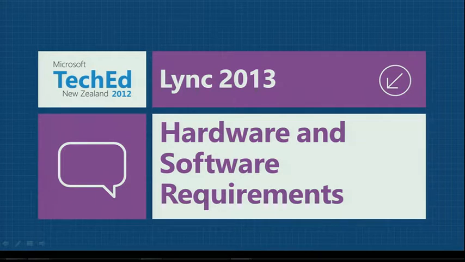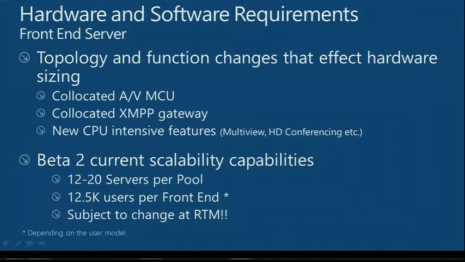Let's switch up a little bit and talk about the hardware and software requirements for Lync Server 2013. First of all, we've got some changes, right? By co-locating the AVMCU and the XMPP gateway, we're essentially increasing the CPU utilization of those front-end server roles. All of our scalability and performance recommendations are subject to change. This is what's going on with the unoptimized beta 2 code, right? One of the last things we typically do after we finish up the features and work through the bugs is go through a performance tuning exercise, which is in process right now.